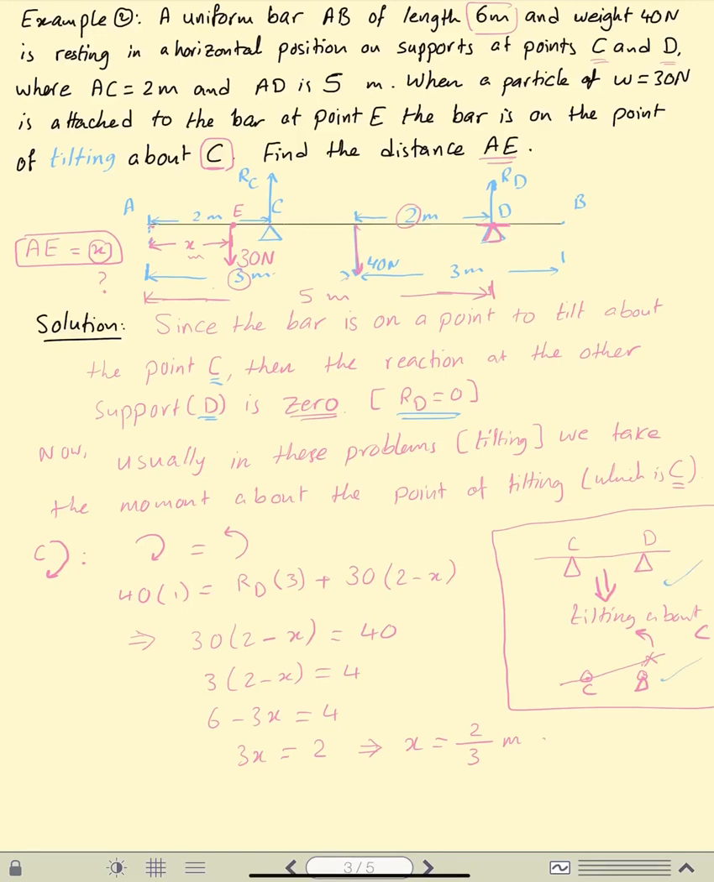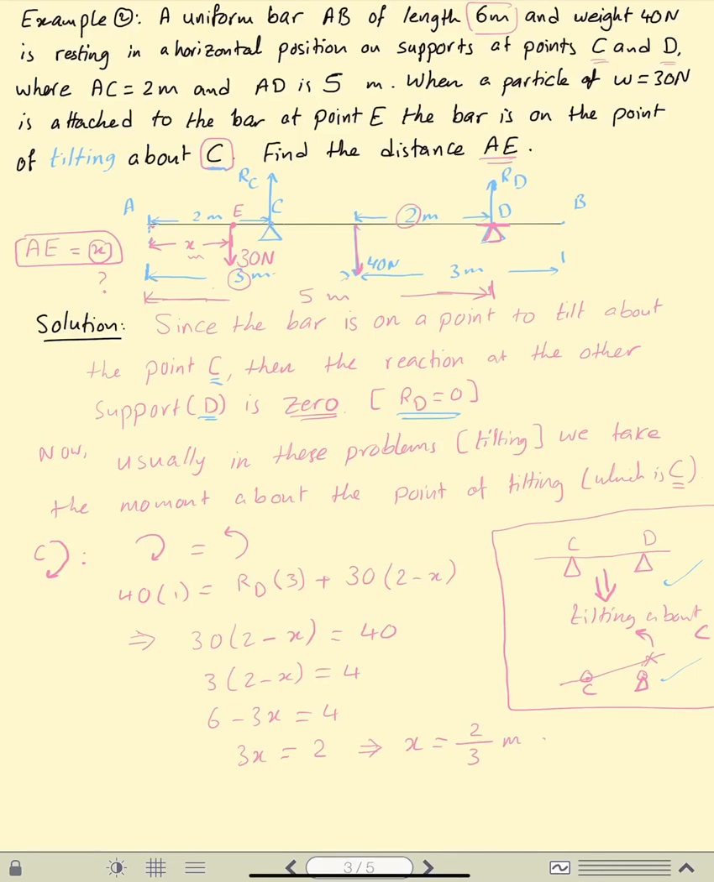I did help you. So the first piece of information: when we see the keyword tilting about the given point, I put the force of the other support as 0, always 0. And the second part of the solution, dear students, is that we take the moment at the point of tilting.